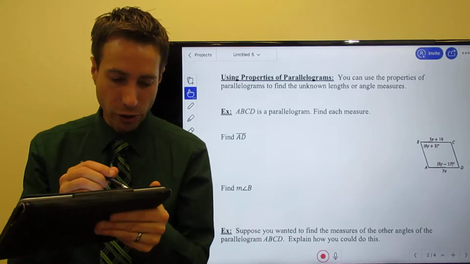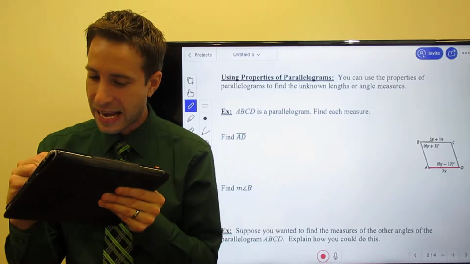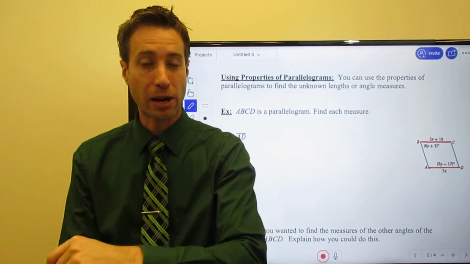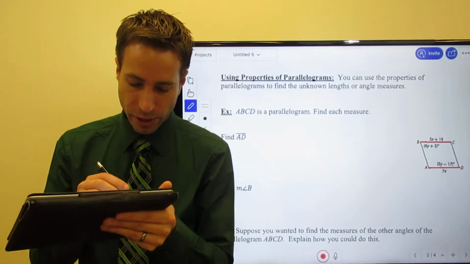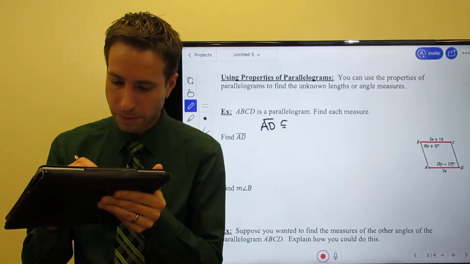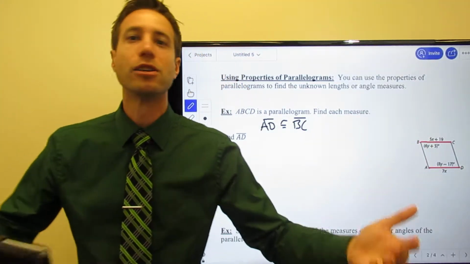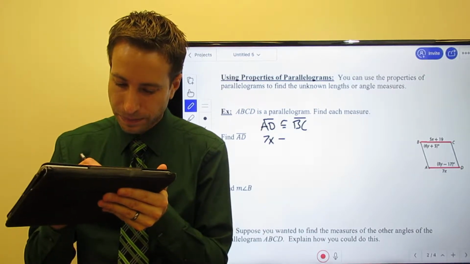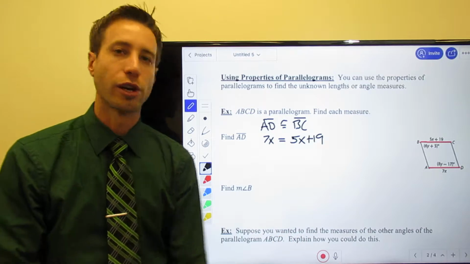Well, here's what we know about parallelograms. I know that this guy right here, AD, is parallel and congruent to BC. How do I know that? I tell you it's a parallelogram, and thanks to the parallelogram theorem, opposite sides are parallel and congruent. So I know that AD is congruent to BC. Great, I know something about BC and AD, so let's set those equal to each other. AD is 7x. BC is 5x plus 19, and we're just going to solve for x.